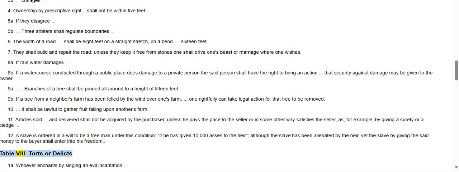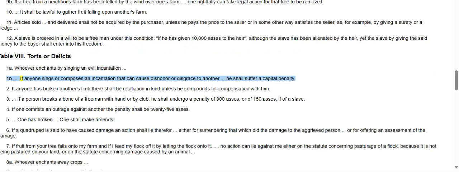Table 8. Torts or delicts. 1a. Whoever enchants by singing an evil incantation. 1b. If anyone sings or composes an incantation that can cause dishonor or disgrace to another, he shall suffer a capital penalty. 2. If anyone has broken another's limb, there shall be retaliation in kind unless he compounds for compensation with him.